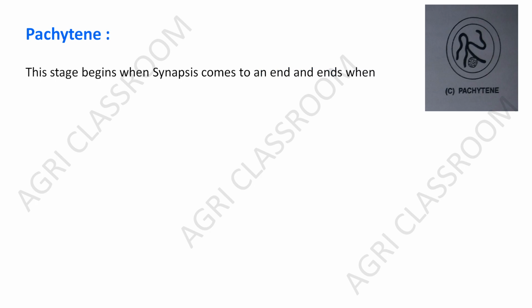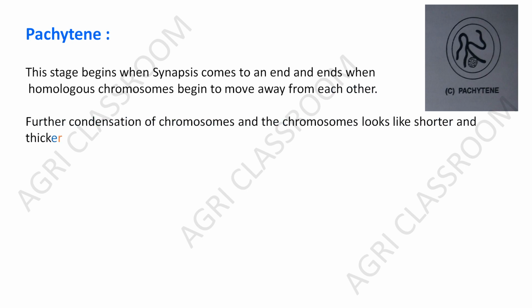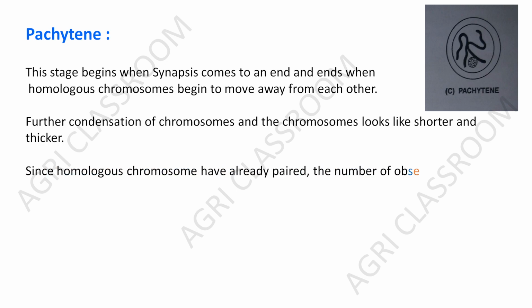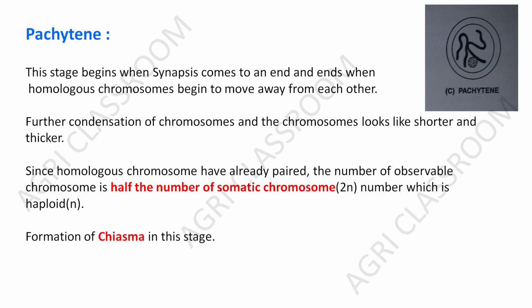Pachytene. This stage begins when synapsis comes to an end and ends when homologous chromosomes begin to move away from each other. Further condensation of chromosomes occurs, and the chromosomes look shorter and thicker. Since homologous chromosomes have already paired, the number of observable chromosomes is half the somatic chromosome number, which is haploid. Formation of chiasma occurs in this stage. Crossing over occurs in this phase.